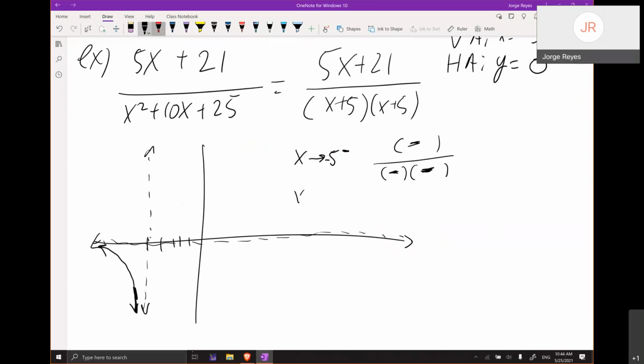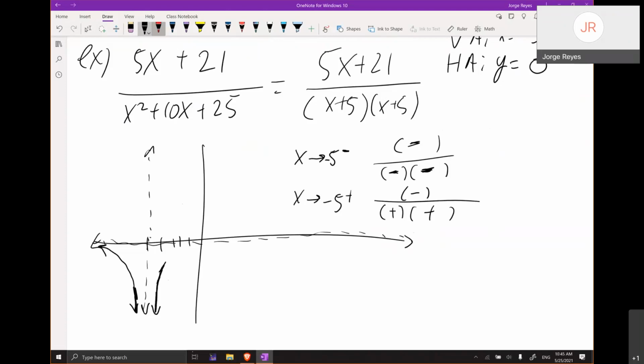Now, let's do the same. So what happens when I go from the right? Well, that means these are positive, right? Because it's a little bit bigger than -5. And then the top is actually still negative though, right? Because if I plug in like -4.5, we can see that it's smaller than 21. So the top is still negative. So actually I'm pointing down on both of these.